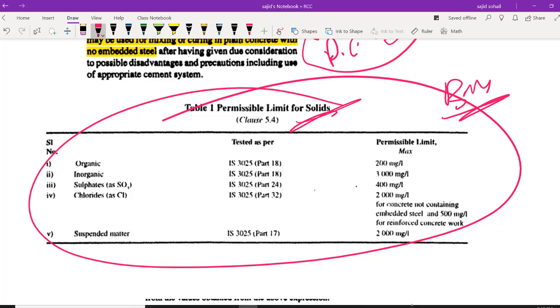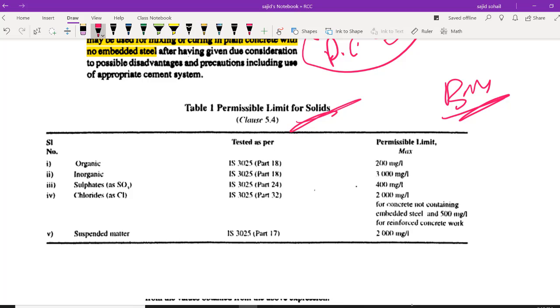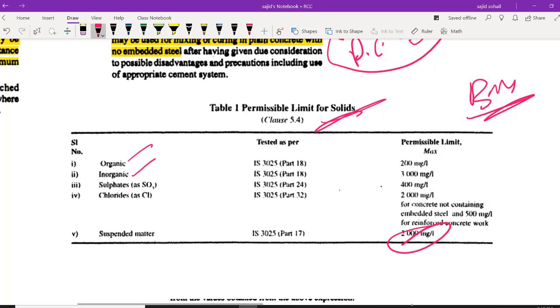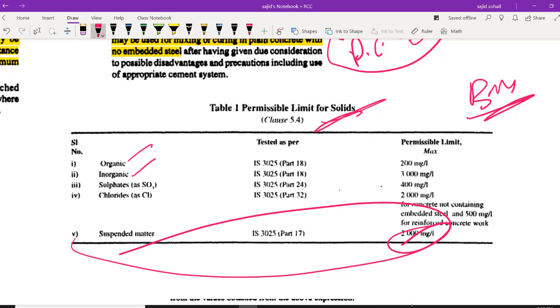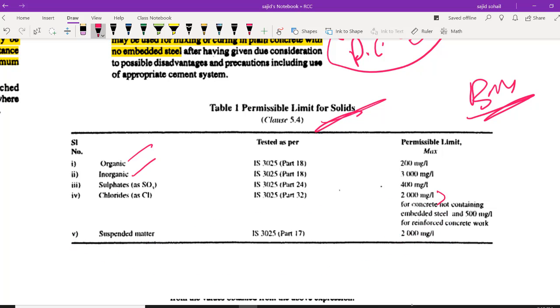So what are the permissible limits of solids? Organic solids in our water, it is 200 mg per liter. For inorganic, it can go up to 3000 mg per liter. Sulfates 400, chlorides 2000 mg per liter, and suspended matter is also 2000 mg per liter. Remember this. Okay, so inorganic, organic are very important. Organic 200, inorganic 3000. The maximum bits will come from this. Suspended matter also can surprise you sometimes. So suspended matter, chloride, it is always 2000 mg per liter, and for sulfate it is 400 mg per liter. Okay, I hope it is very clear for you.